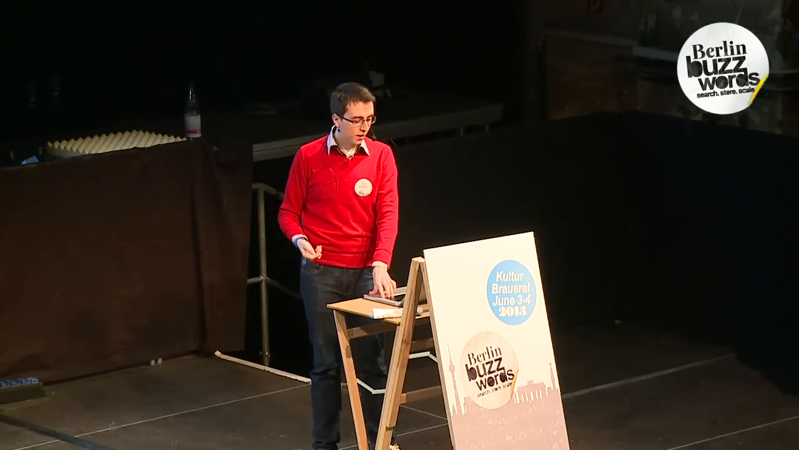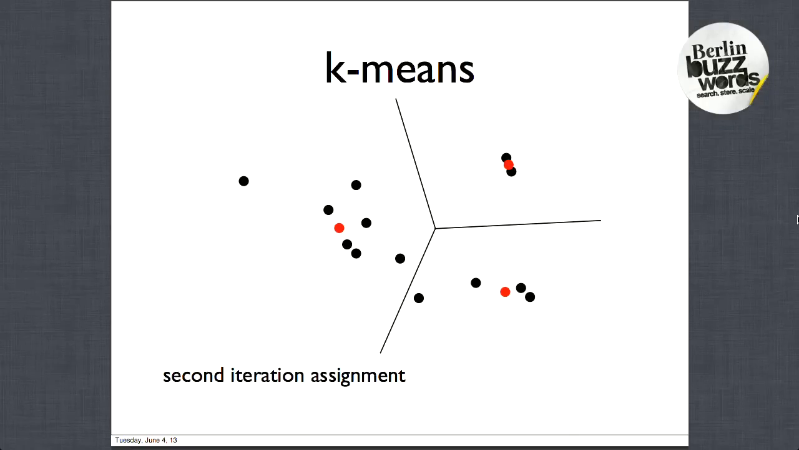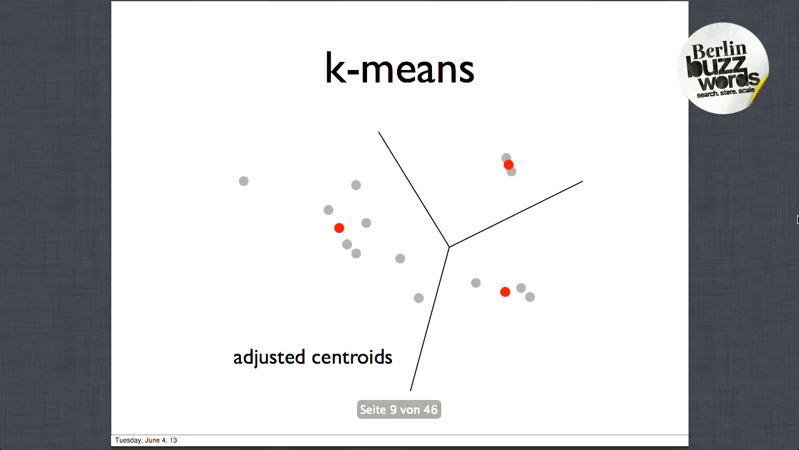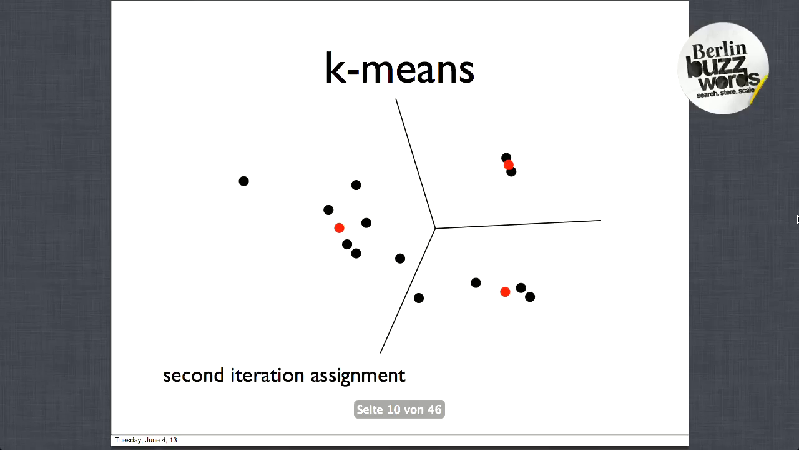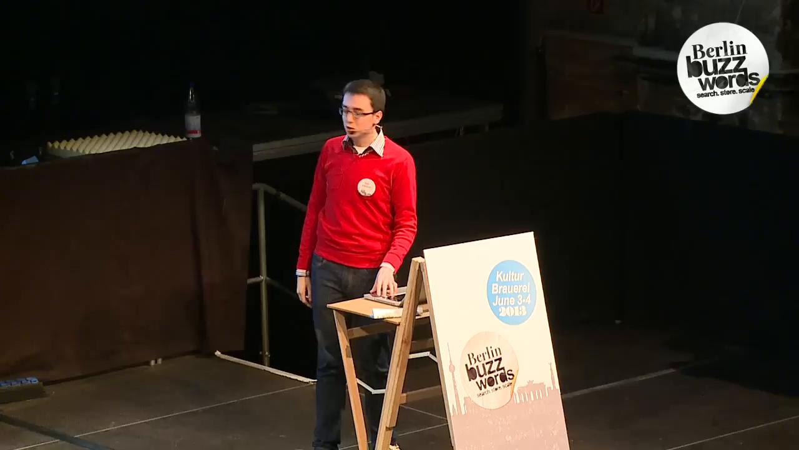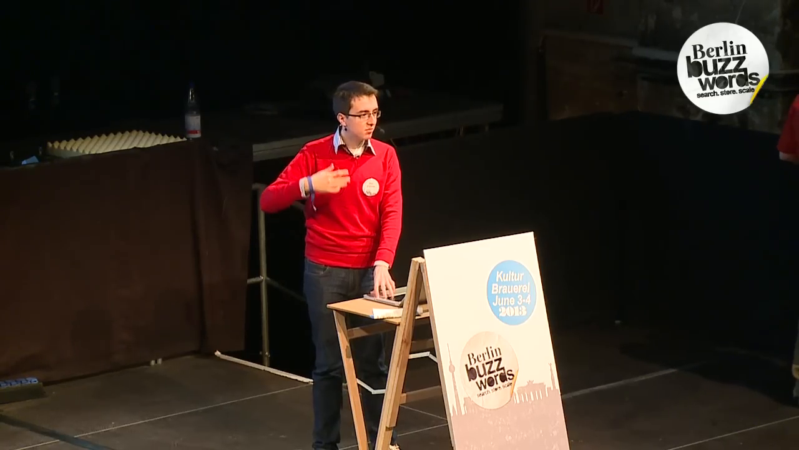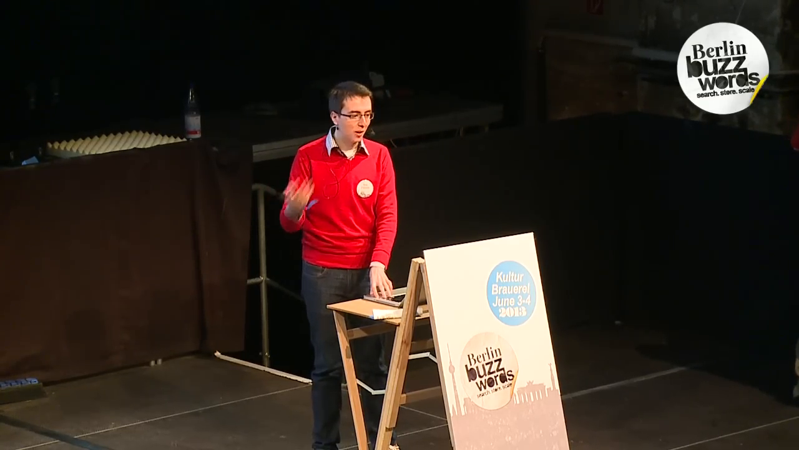So the next step is this. The assignment got changed a bit. You can see the point there in the lower part of the screen changed from being in the leftmost cluster to the other one, right? That might not be very accurate, but let's just say it is. And then we adjust the centroids again. And you can keep doing this until, well, until you stop.